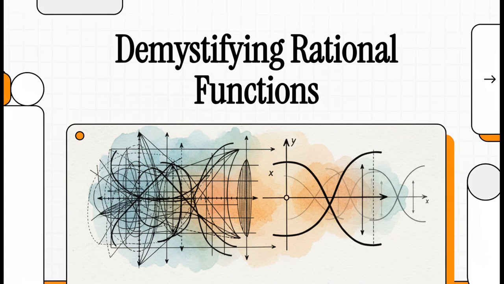Have you ever looked at a rational function graph and just thought, what is even going on here? Well, you're in the right place. Turns out they're all based on one single shape that just gets moved around. In the next few minutes, we're going to build the ultimate blueprint for these things, and you'll see just how simple they can actually be.